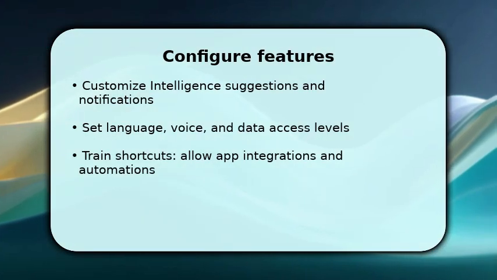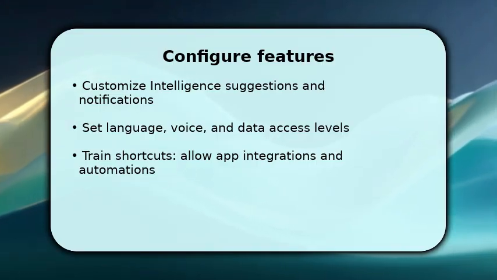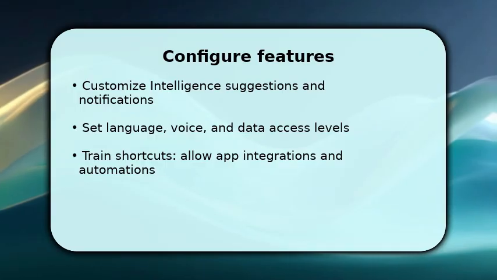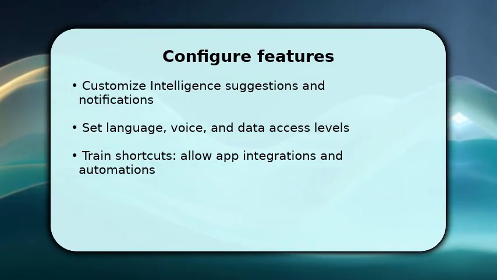Next, you configure the meat of the feature. Choose which suggestions appear and where. In Apple Intelligence settings, enable proactive suggestions in lock screen, spotlight, and keyboard. This controls when you see predictions.